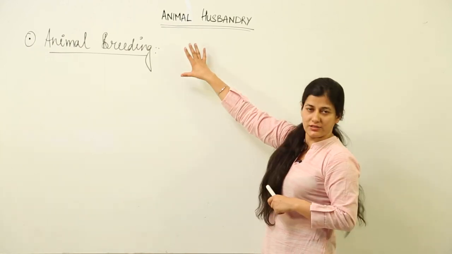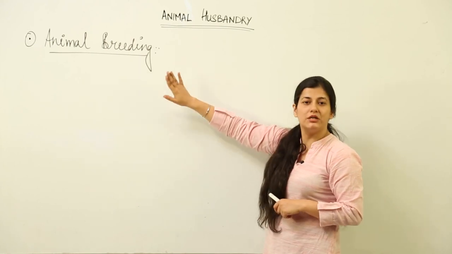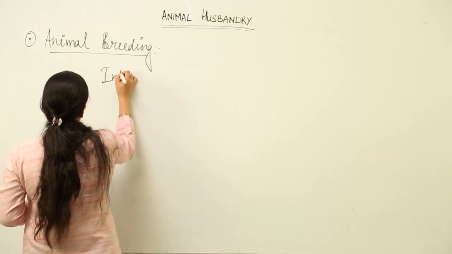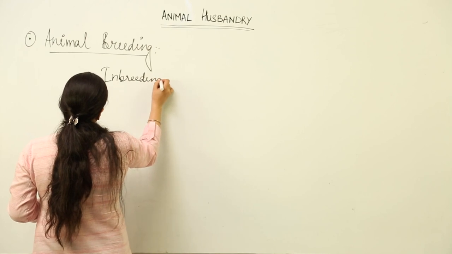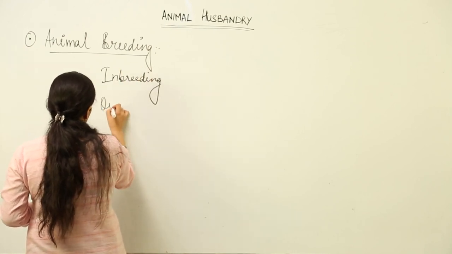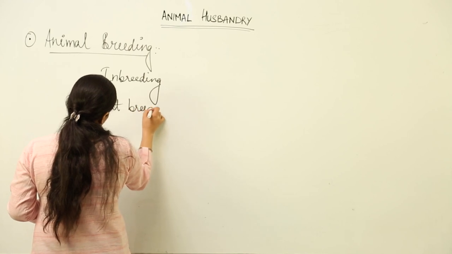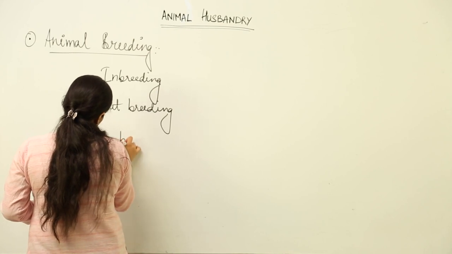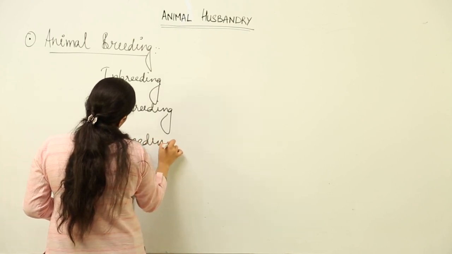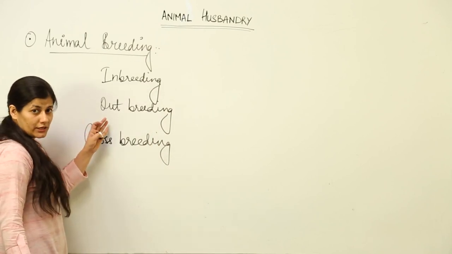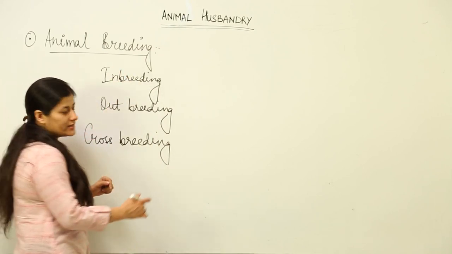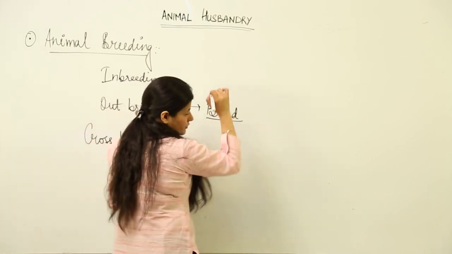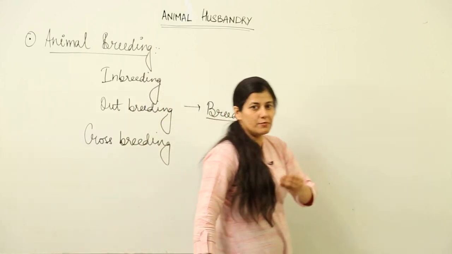So the topic that we have now to study is animal breeding. Inside animal breeding, we are going to talk about inbreeding, outbreeding, and crossbreeding. All these come under animal breeding, and all of them aim at improving the breed qualities, right? The breed is to be improved. It is for breed improvisation.